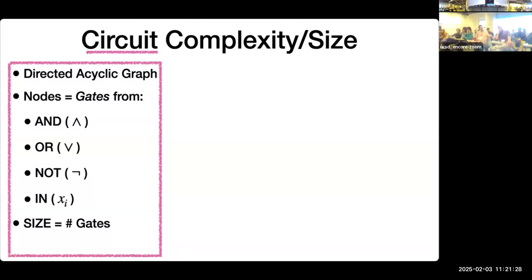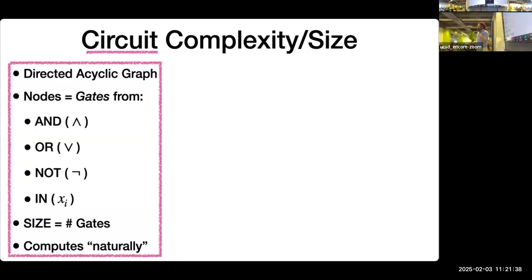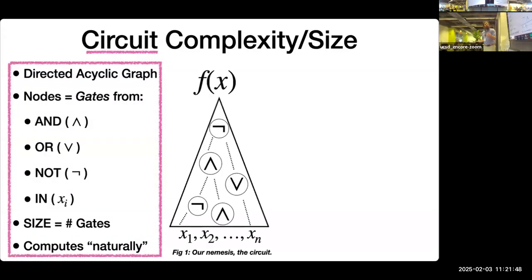The size is the number of gates in the circuit, and it computes naturally. You take a bit string of n bits, you shove those bits into the corresponding input gates, and then you inductively propagate the values up through the circuit. It'll help to see a picture.